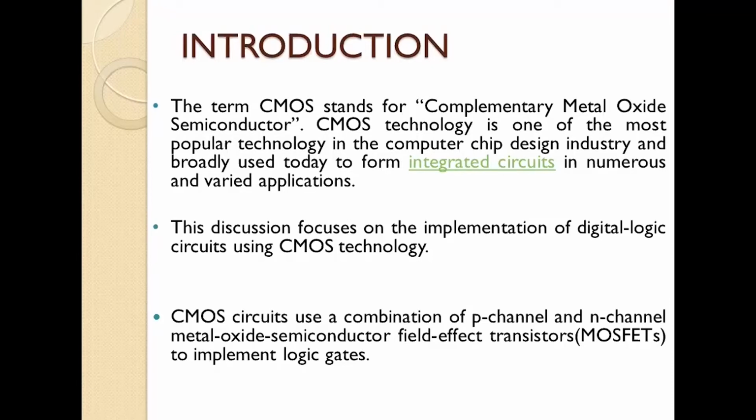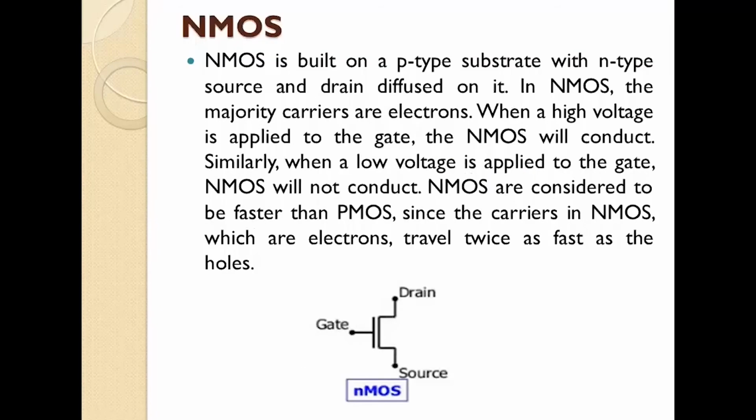When high voltage is applied to the gate, the NMOS will conduct. Similarly, when low voltage is applied to the gate, NMOS will not conduct. NMOS are considered to be faster than PMOS since the carriers in NMOS, which are electrons, travel twice as fast as holes.